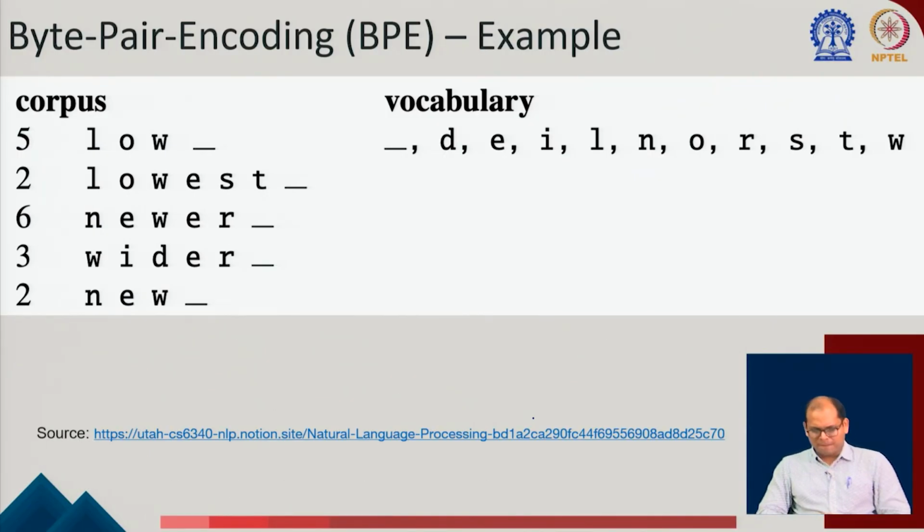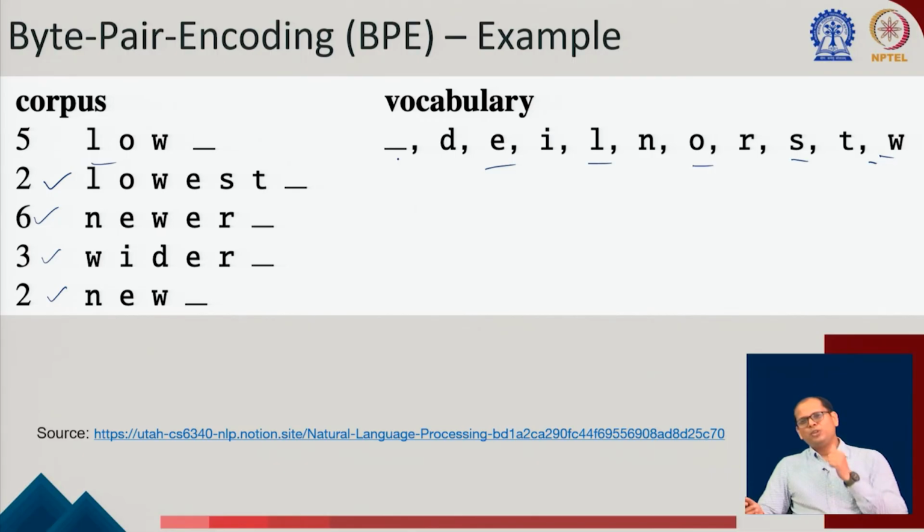So let's see this example. On the left you have the corpus. The word low occurs 5 times, lowest 2 times, newer 6 times, wider 3 times, new 2 times. So how do I start my vocabulary? I'll take all characters: L, O, W, E, S, T, and so on. All these individual characters are in my vocabulary, and I have the end of word symbol also in my vocabulary. That's how I start.